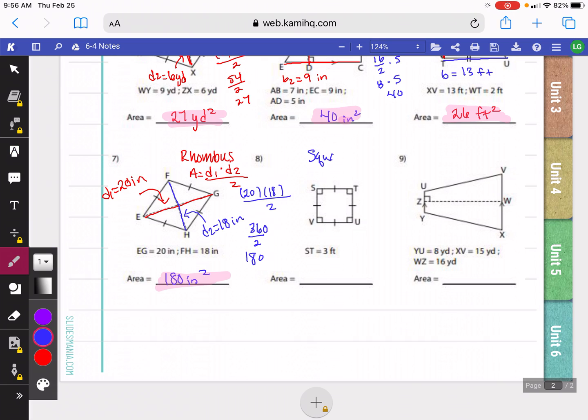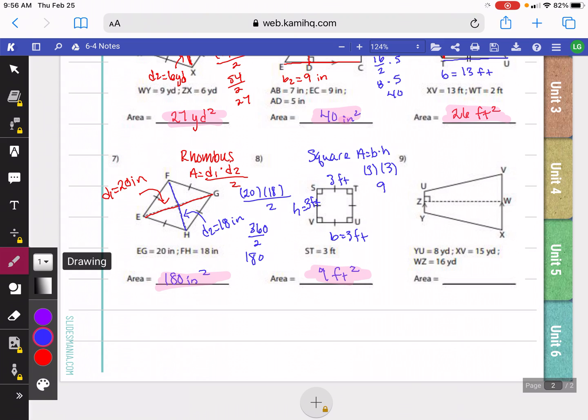This next picture is a square. Area of a square is base times height. Here ST is 3 feet, but since it's a square, all the sides are going to be equal to 3 feet. So our base times our height, 3 times 3 is 9, or 9 feet squared.